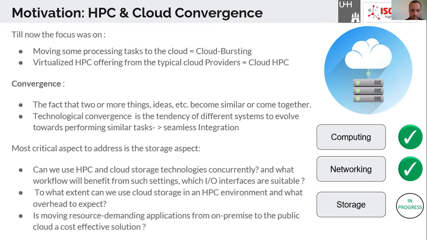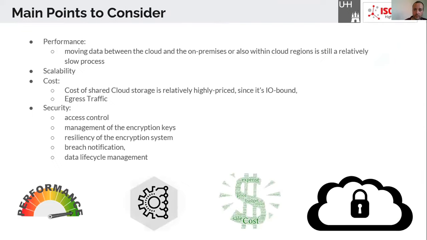And I will try to answer several high-level questions, like: can we use HPC and cloud storage concurrently, and which IO interfaces to use? To what extent can we use a cloud storage in an HPC environment, and what overhead to expect? And is actually moving resource-demanding applications from on-premises to the cloud a cost-effective solution?